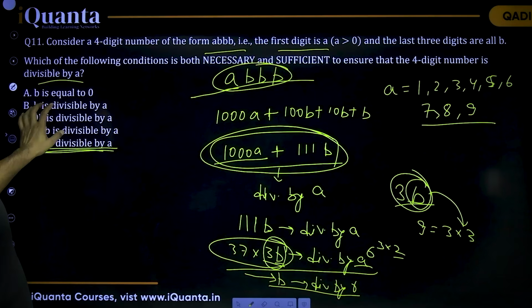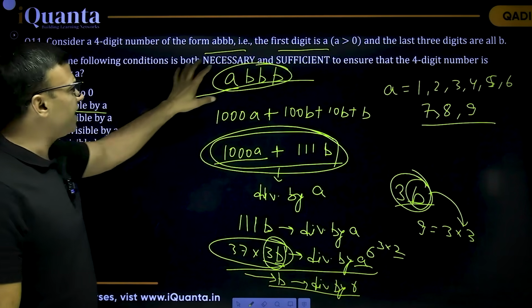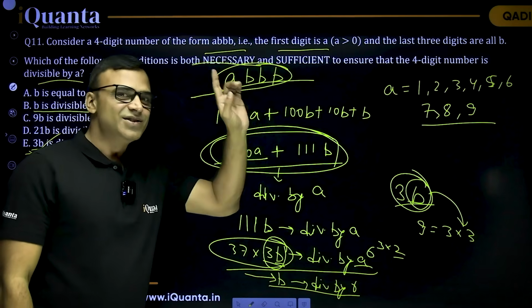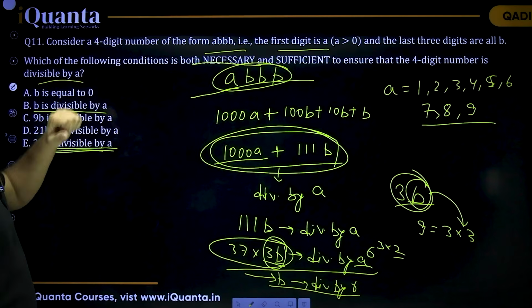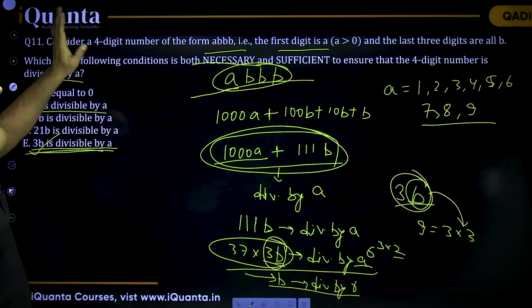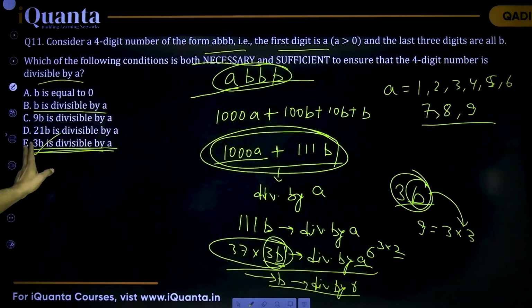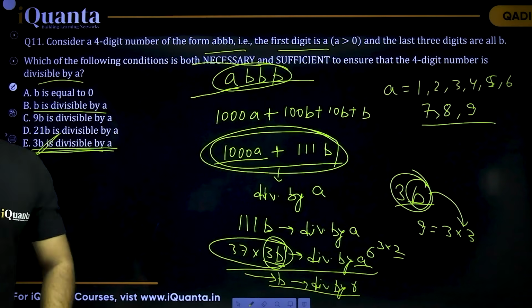See, when I say b divisible by a, it is a sufficient situation, but it is not necessary. It is not necessary for b to be divisible by a. Even if 3b is divisible by a, it is good enough for the number to be divisible by any of these digits. Right? So answer is option E, 3b should be divisible by a.